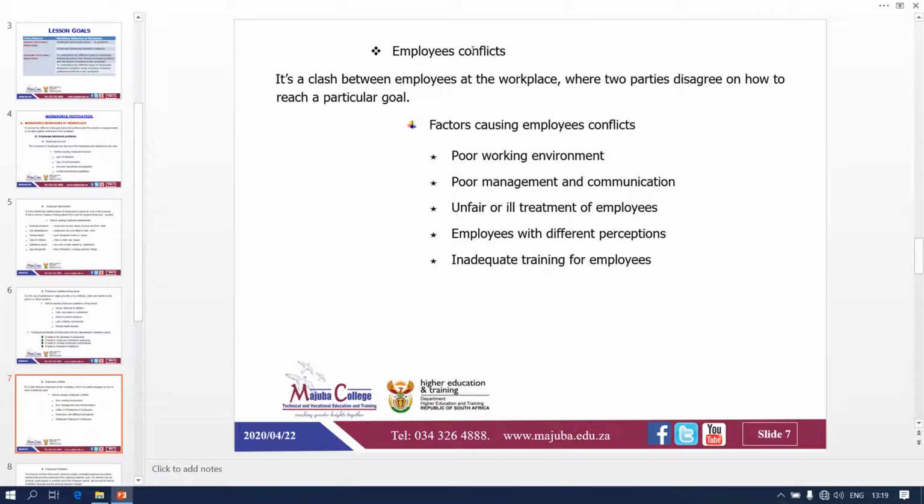Now let's look at conflict. All right, this is a clash between employees. Poor working environment. Right, let's look at the application. Poor management and communication. Unfair or ill treatment of employees. They are not treated the same. Employees with different perceptions. We're coming with different ways of doing things.